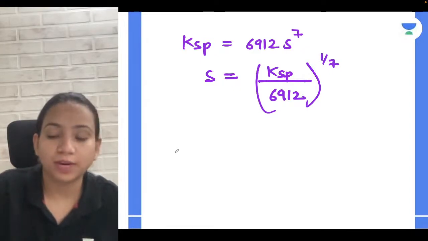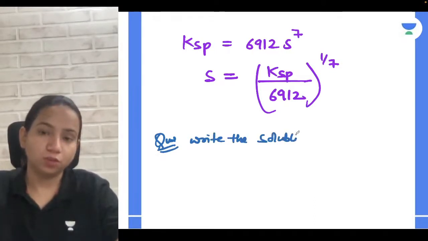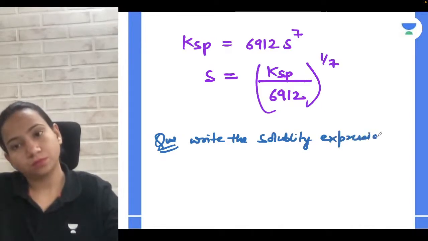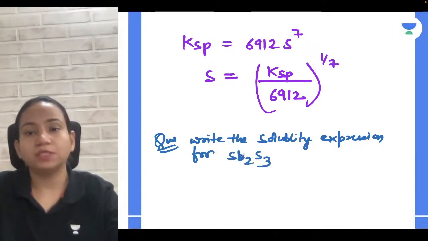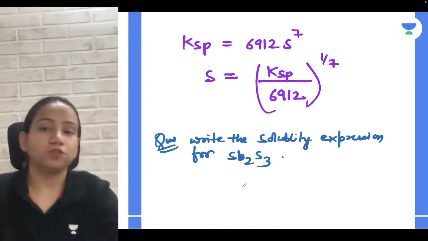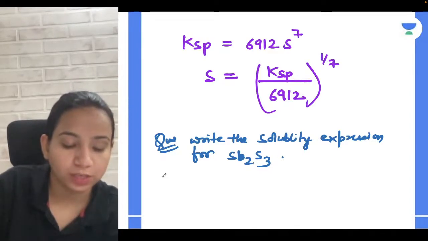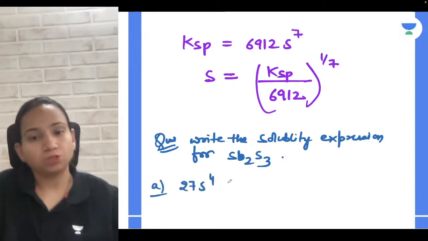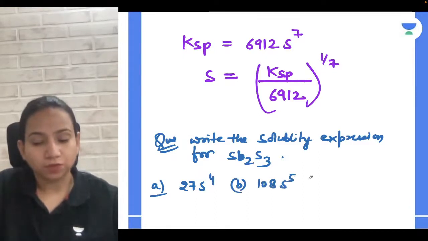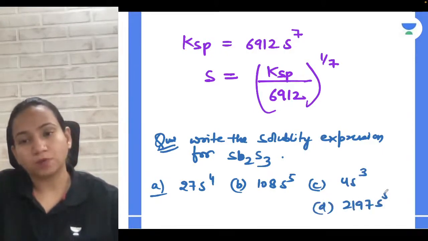So question I'm giving everyone: write the solubility expression for Sb2S3, antimony sulfide. Okay, so you have to tell me what will be the correct option for it. So it is what type, guys? I hope you are able to relate. It is A2B3 type of salt. Correct? So you have to tell me what will be the expression. A, 27 S to the power 4. B, 108 S to the power 5. C, 4S cube. D, 2197 S to the power 5.